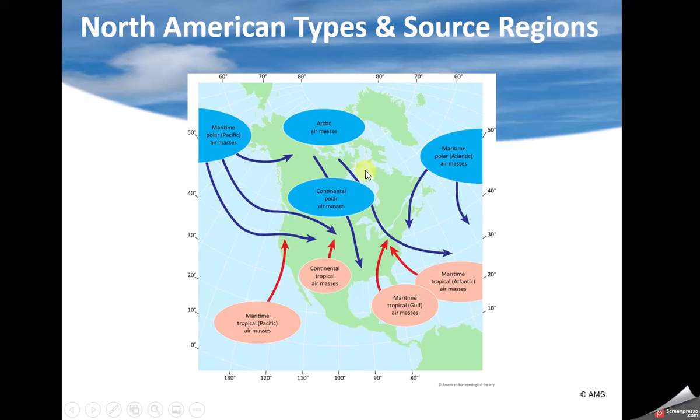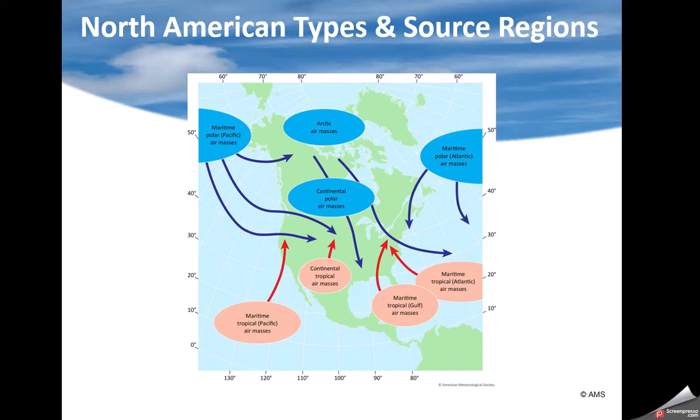Think about it, continental polar. Where is it at? It's in the continent of North America. It's dry because it's continental. It's polar because it originates over basically snow-covered ground most of the year up in Canada. Arctic air masses originate towards the North Pole. There's maritime polar air masses that come down off the ocean, but they're relatively cool. They're not as cold as continental air masses.